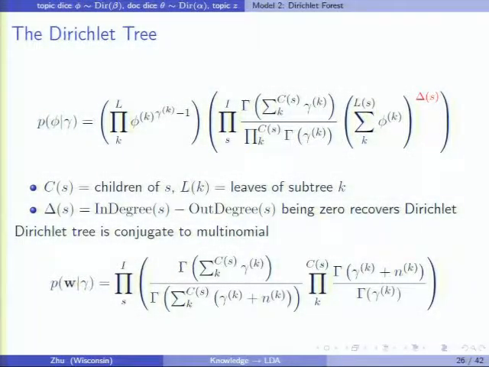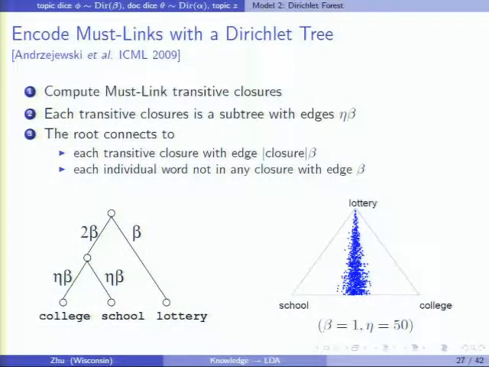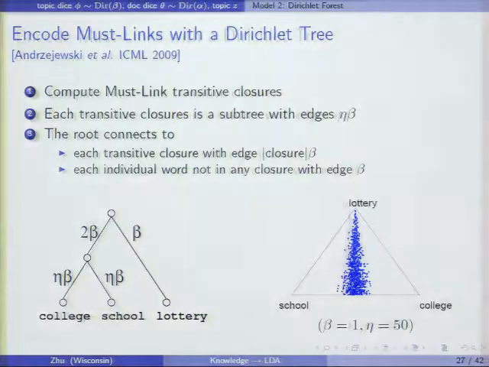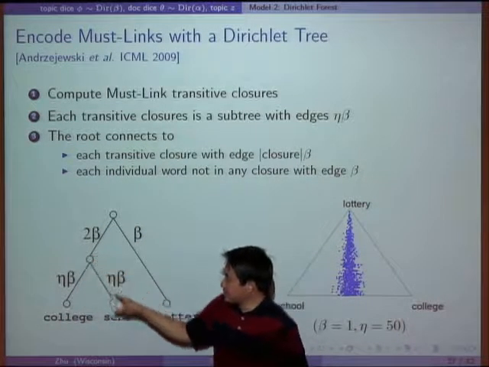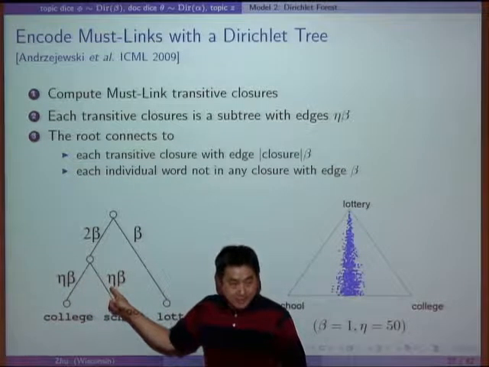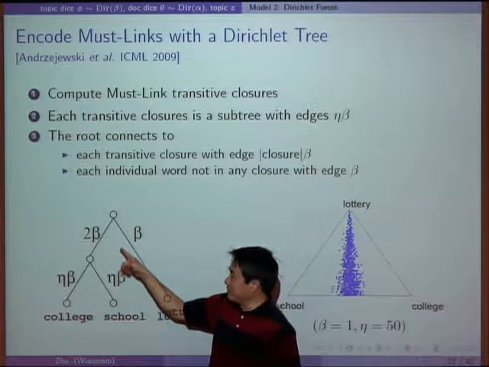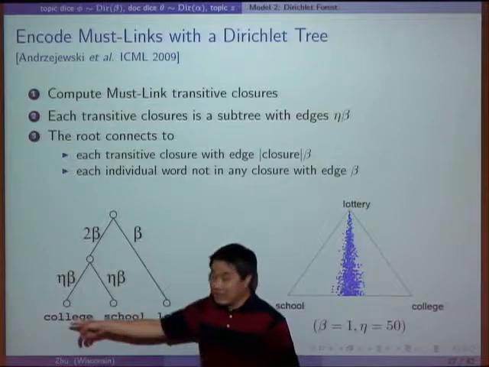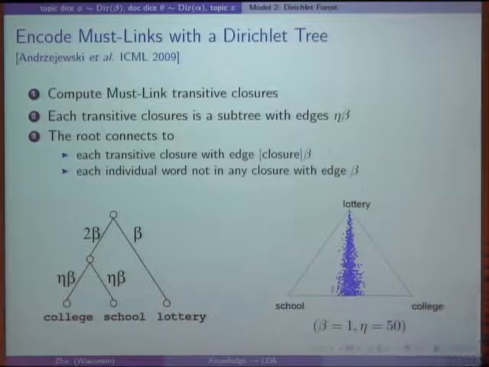Furthermore, this Dirichlet distribution is nice. It's conjugate, again, to multinomial. So it's convenient to work with as long as you're careful about bookkeeping. Okay? So this is how we're going to encode a must link. Basically, whenever you have a must link, you're going to say these two words are must linked. You're going to create a subtree with very strong but equal weights there. And then on top of that, you're going to create a weak edge, but with the number of leaves here, and the number of leaves here. So that evenly splits that probability mass. Okay, this will give you samples like that.